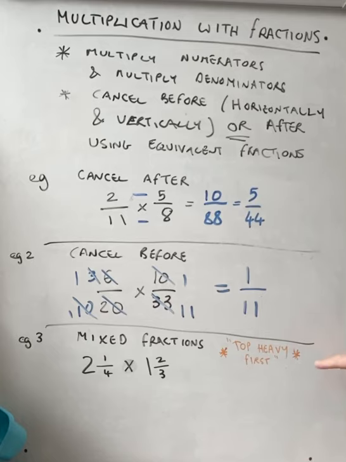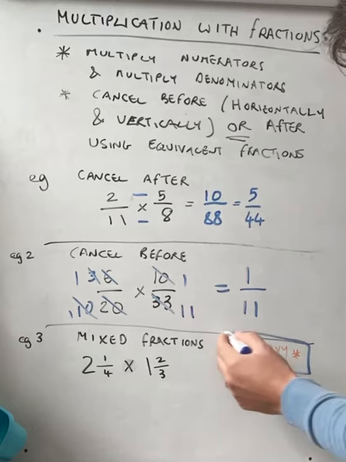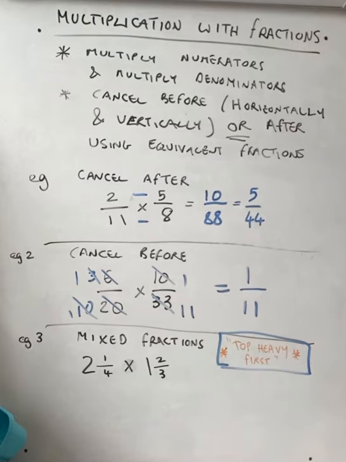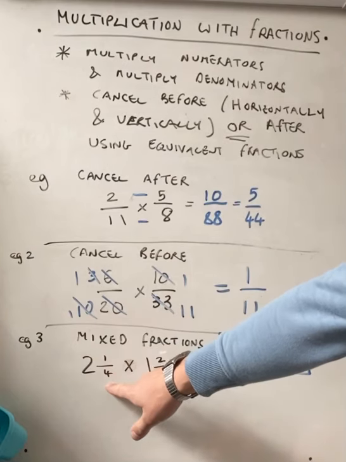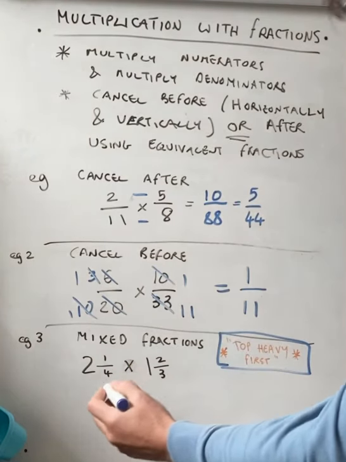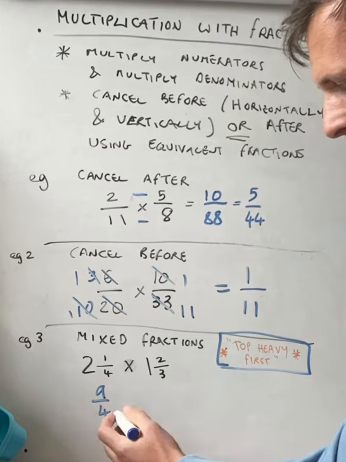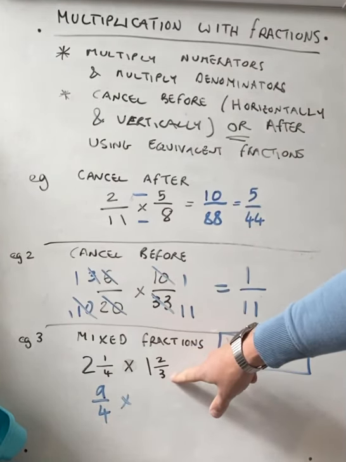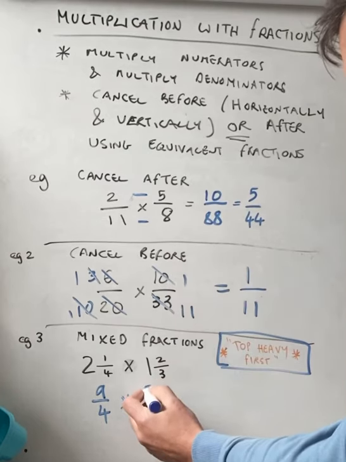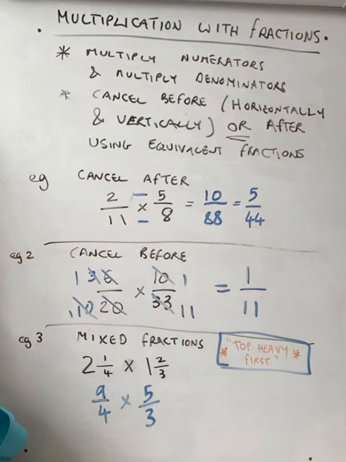Now, just like we were doing the calculations on Monday, it's really important that you turn mixed numbers into top-heavy fractions first of all before you do any multiplication. Okay, this is a really, really fundamental fact whenever we're calculating with fractions. So 2 1/4, we said on Monday that we do 2 times 4 is 8, add 1 makes 9, so that's 9/4. And we're timesing that by 1 2/3. Well, 1 times 3 is 3, add 2 is 5, so that's 5/3.